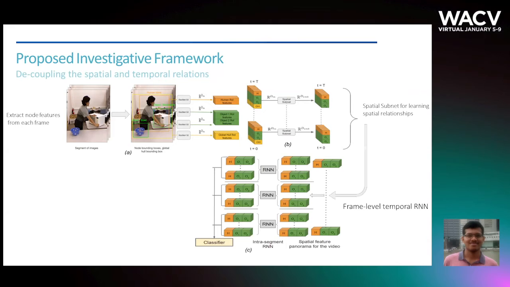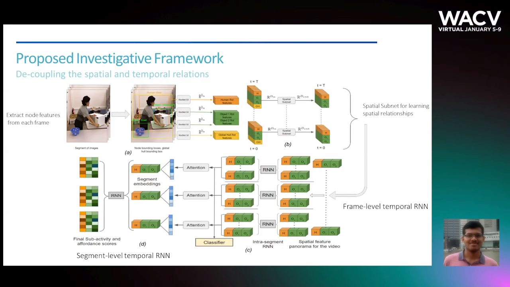The third step is the frame level subnet, which captures the temporal relations between various frames within a single segment and refines the node embeddings. The fourth and final step is the segment level subnet, which leverages prior temporal knowledge from previous segments while predicting HOI labels for the current segment. So the 3 levels of interactions captured by this pipeline are the relations between nodes in a single frame captured by the spatial subnet, temporal relations within a segment by the frame level subnet, and inter-segment relations modeled by the segment level subnet.